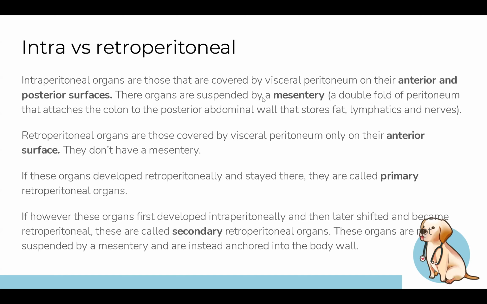Sometimes it's a sneaky way, in exams, to ask whether an organ is intra or retroperitoneal, by asking which of the following organs have a mesentery. And you have to not freak out, and you just have to realize, okay, mesentery means intraperitoneal. So all the intraperitoneal organs, you can just choose that one to answer that question.